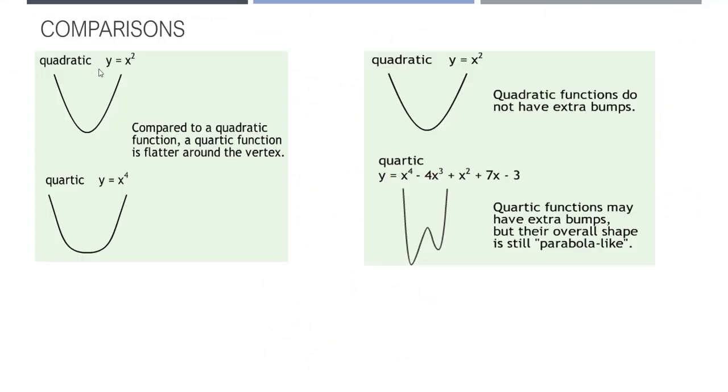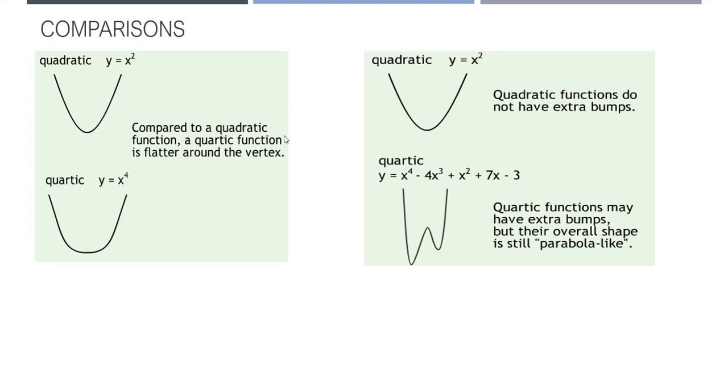Now before we move on, we should do a little bit more comparison of quadratic versus quartic. Our regular quadratic is just a nice smooth parabola. That's our parent function y equals x squared. And then our quartic is y equals x to the power 4. You can see it looks very similar to our parabola. It's a little bit flatter here at the bottom.